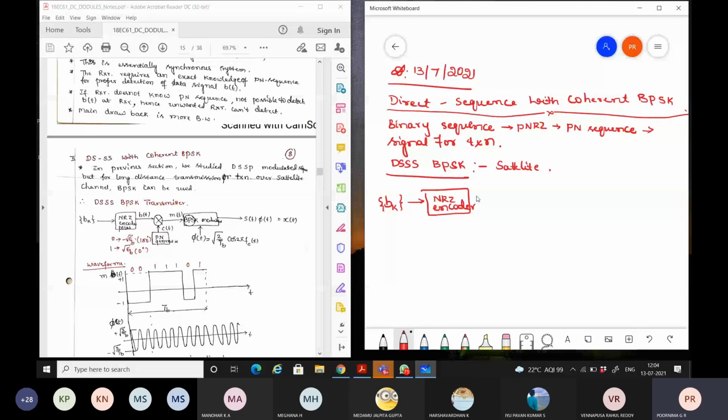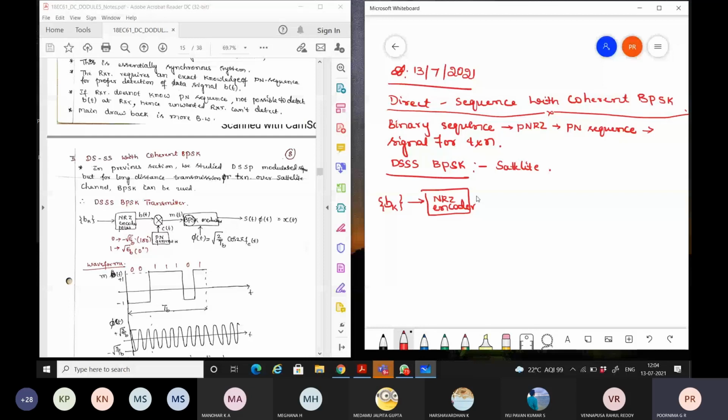is given to a product modulator. Thereby the next block will be the PSK or BPSK modulator. And to this modulator, as we know, there will be a basis function phi of t. This phi of t will be root of 2 by T_B into cos 2 pi f_c t. Okay, that is given to s of t, which will be transmitted over a channel.